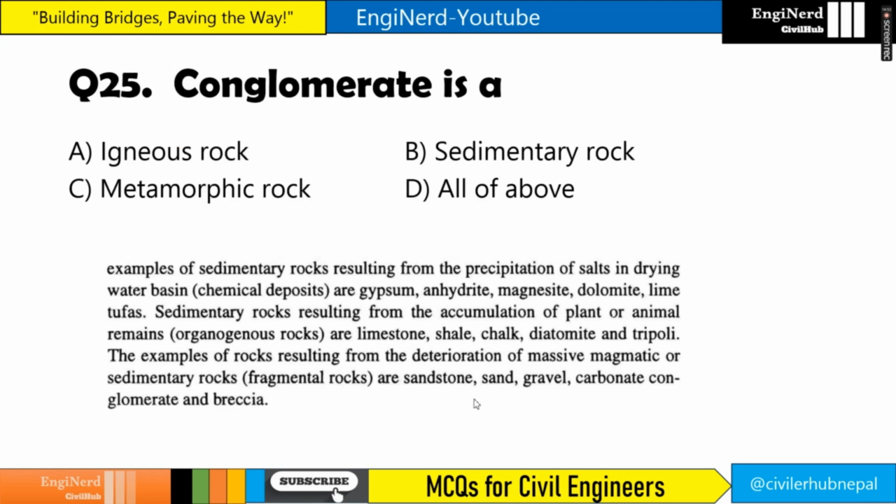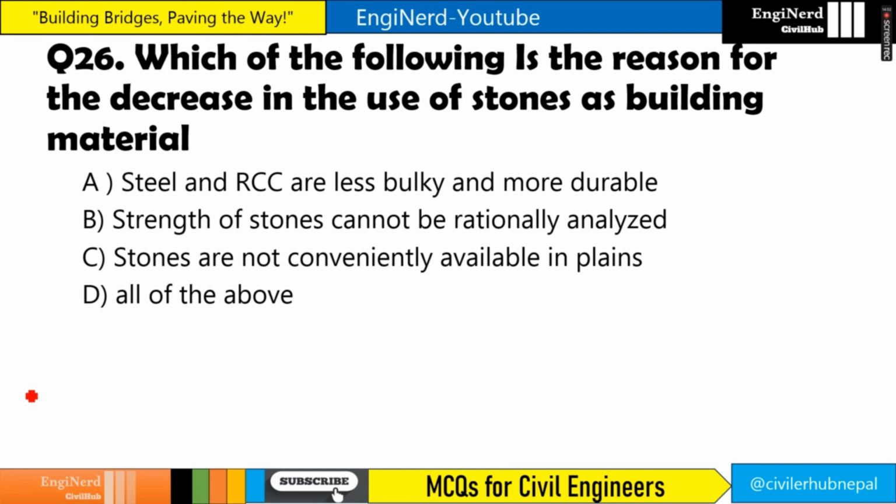Conglomerate is a sedimentary rock, fragmental type, right? So fragmental type, sedimentary rock. This is conglomerate. Question number 26. Which of the following is the reason for the decrease in the use of stones as building material?